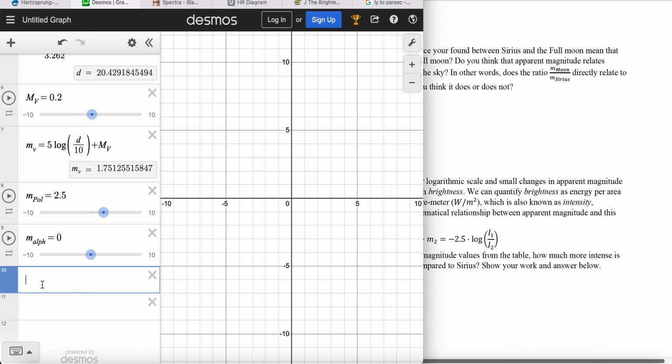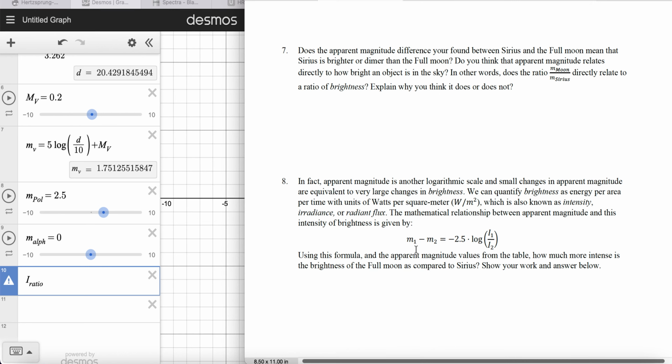So what I'm going to be solving for is that difference. We're going to call it our I ratio. That's what we're going to solve for. But how do we actually solve for it? Well, we have to rearrange this, right? So I'd have to divide both sides by negative 2.5.